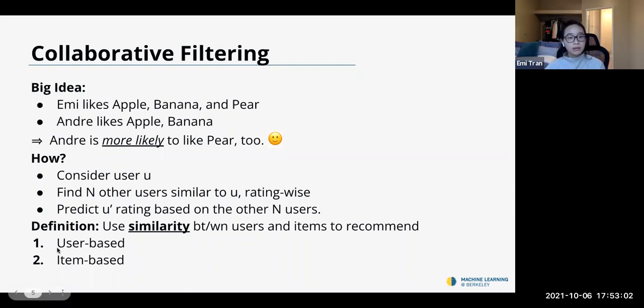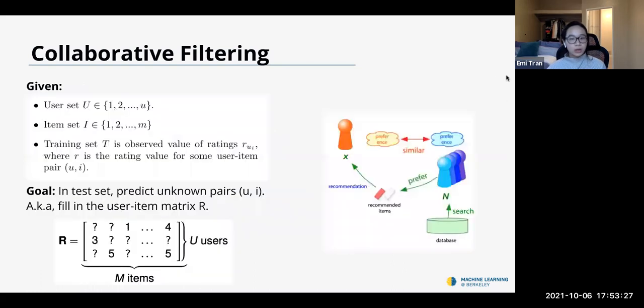There are two common types of collaborative filtering: user-based and item-based. Today I'm going into more detail on item-based, because if you understand the gist of one of them, it's easy to apply the problem to the other. So mostly today is on item-based.